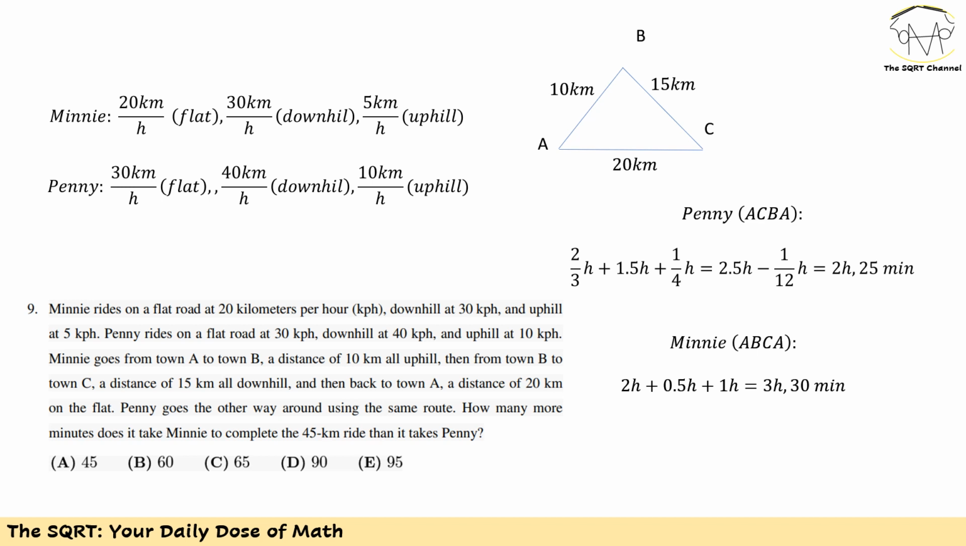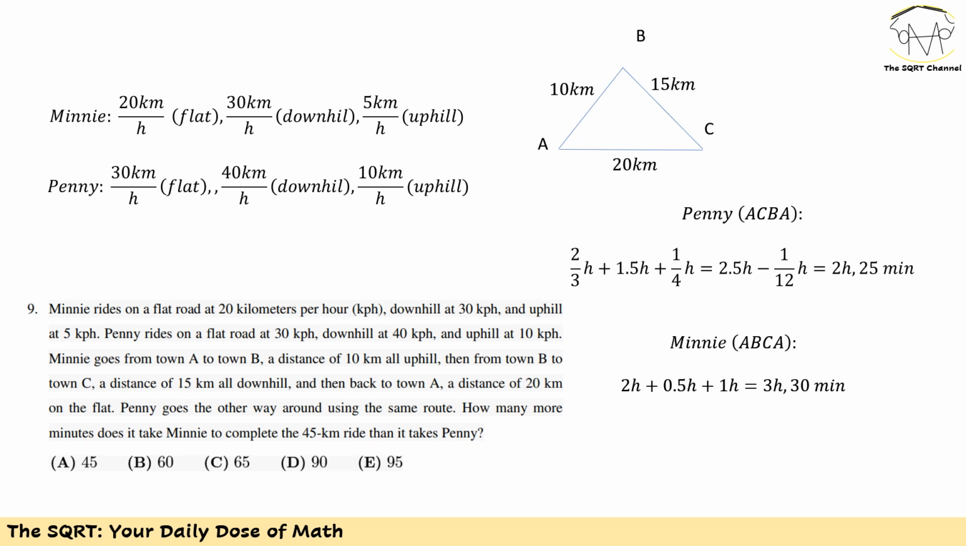I'm going to write down everything that we know to summarize the problem first. As you can see, we have a triangle ABC, and in this triangle, AB is 10 km, BC is 15, and AC is 20 kilometers. We also have the speed of Minnie and Penny on flat, downhill and uphill roads. Now let's focus on Minnie. Minnie is going to use ABCA as the road, so basically going from A to B, B to C, and C to A.